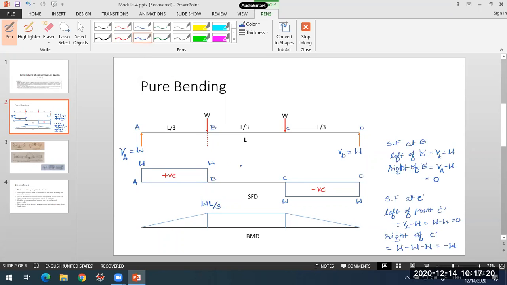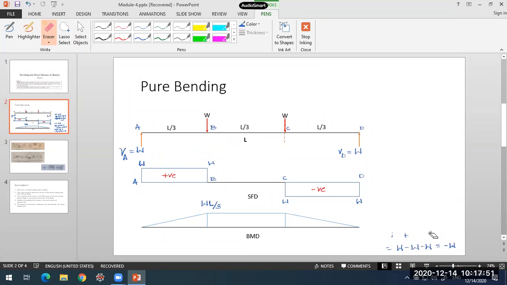And once I come to the next point, what is my next point here? It is C. I'll calculate the bending moment at point C. Now what is the value of the bending moment here? So that will come out to be VA into 2L by 3, that is L by 3 plus L by 3, VA into 2L by 3, minus W into L by 3. That is how you get the bending moment at point C. You can verify this calculation, don't worry about that. Just concentrate on what I am telling.